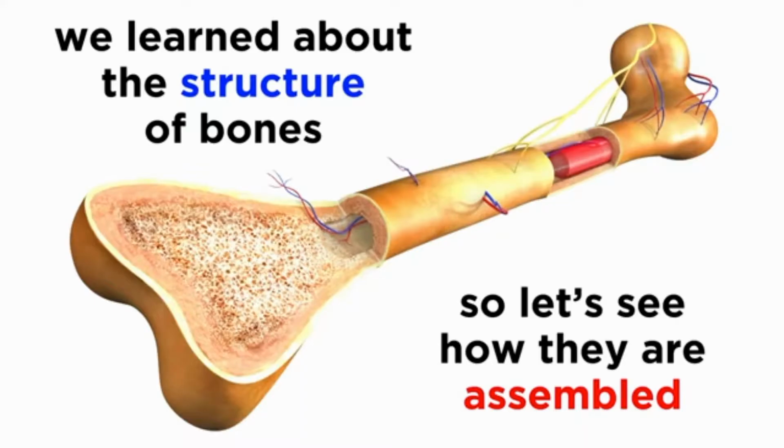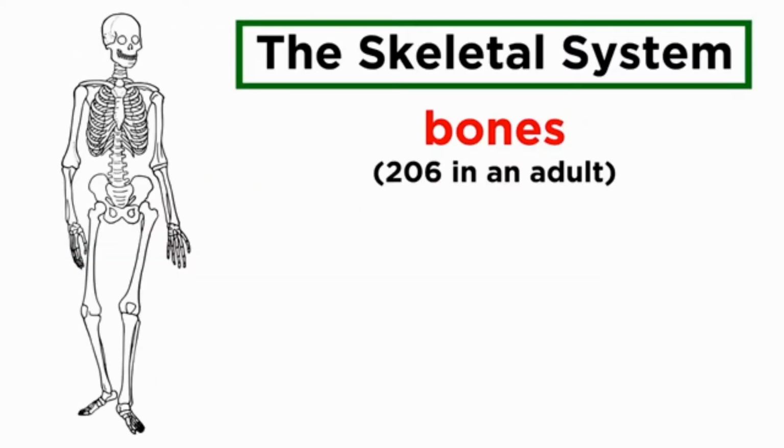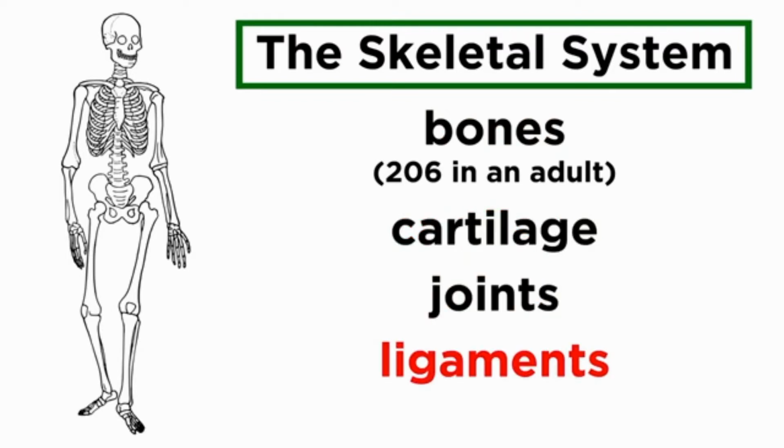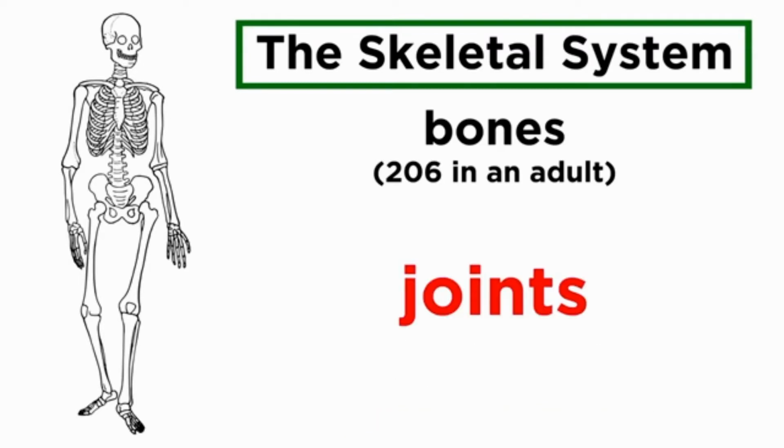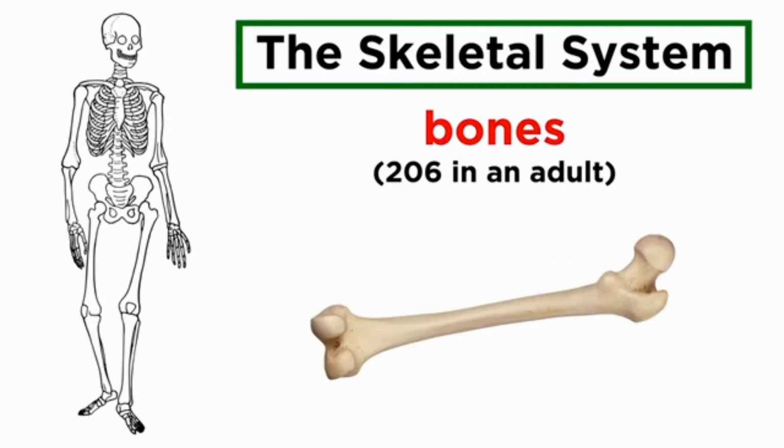Bones, we are ready to take a look at how they are assembled in the body. The skeletal system is comprised mainly of bones, around 206 of them in an adult to be specific, but there is also a good amount of cartilage, joints, and ligaments, which altogether make up around 20% of a person's body mass. We will get to joints a little bit later. First, let's check out all the different bones in the body.